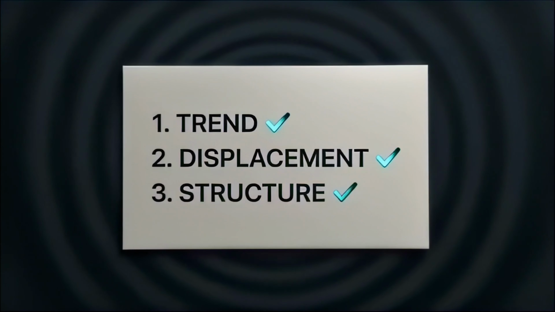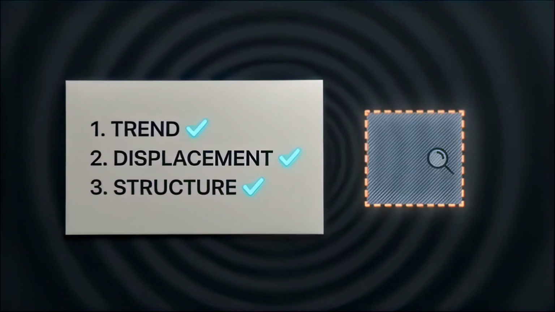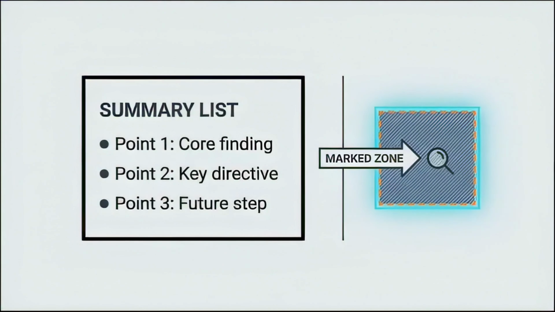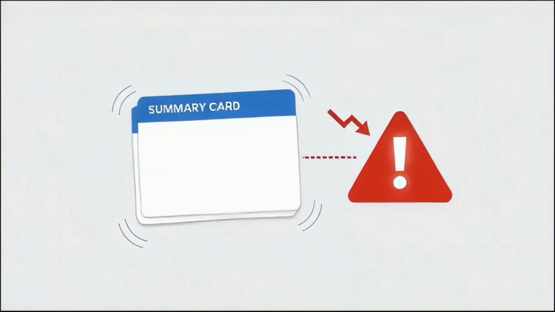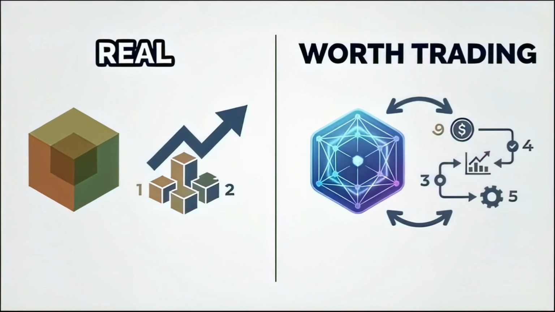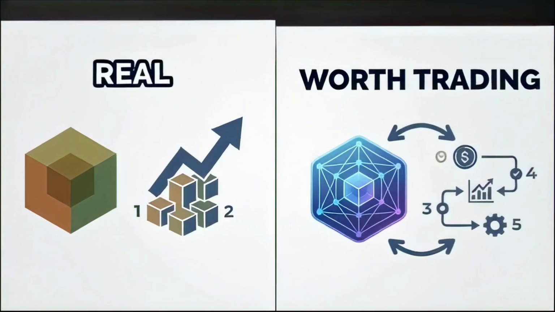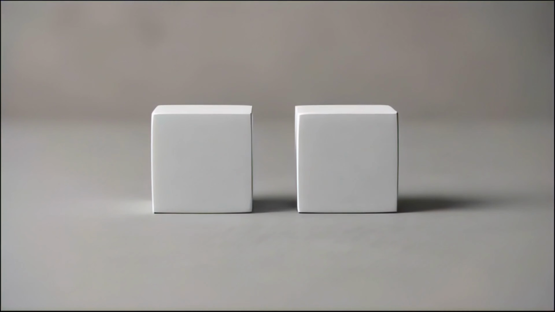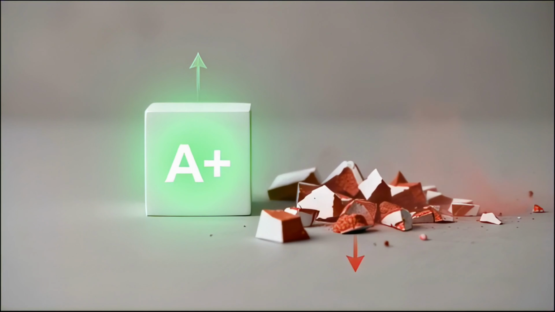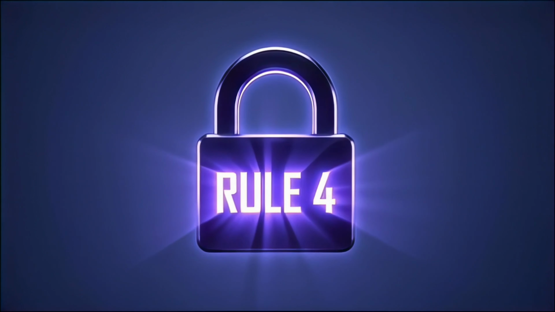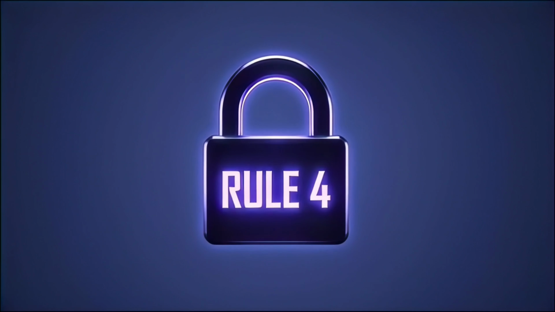So you now have 3 of the 4 rules: trend, displacement, structure. Mark the high and the low, and that range is your zone. And here is the uncomfortable part. If you trade with only those 3, you will still get stopped out. Regularly. Because those 3 rules tell you the zone is real. They do not tell you whether the zone is worth trading. 2 blocks can pass all 3, and one of them is an A+ setup, while the other quietly bleeds your account. The difference between them is the 4th rule, the one almost nobody applies. That is where the actual money lives.